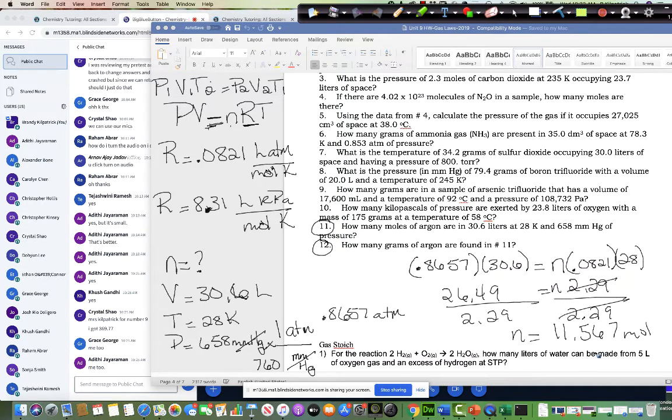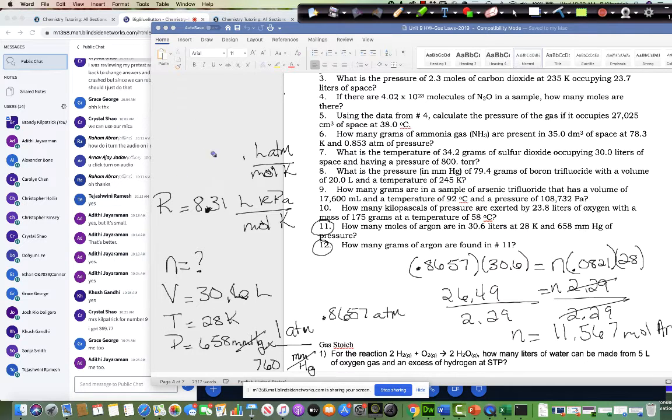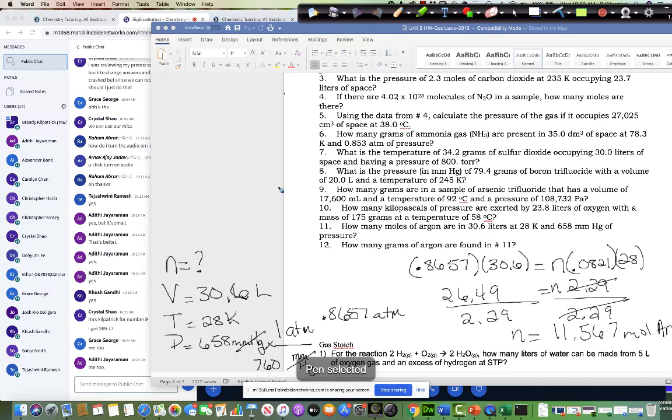It's asking for grams of argon. That's not Ag, that's silver. All you have to do for that is just do a conversion at the end. So I'm going to erase all of this. I have 11.567 moles. I'm going to convert that to grams. So grams is on the top, moles is on the bottom.